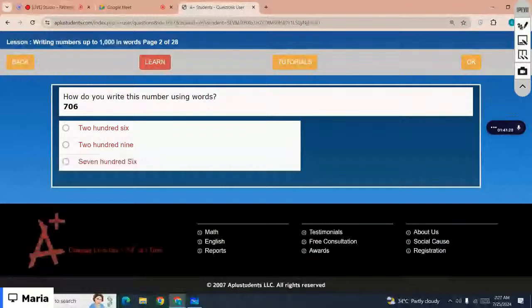Words, 706. Which is the correct option? That is 7. Option number 3 is the correct option.